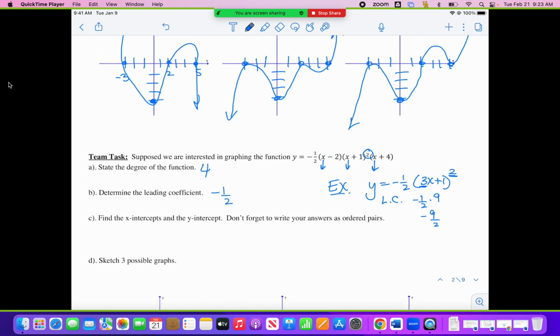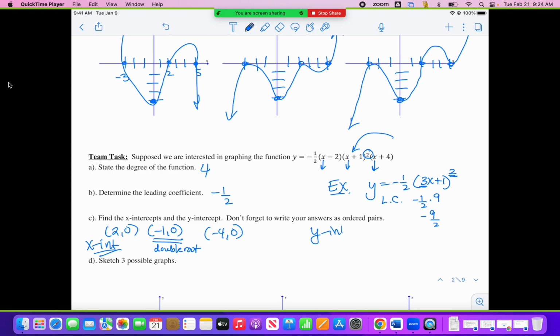All right, x-intercepts would be (2, 0), (-1, 0), and (-4, 0). Now, can you tell at x plus 1 squared, that's called a double root. And I can tell there's going to be a bounce off at x equals -1. Okay, this one is called a double root.